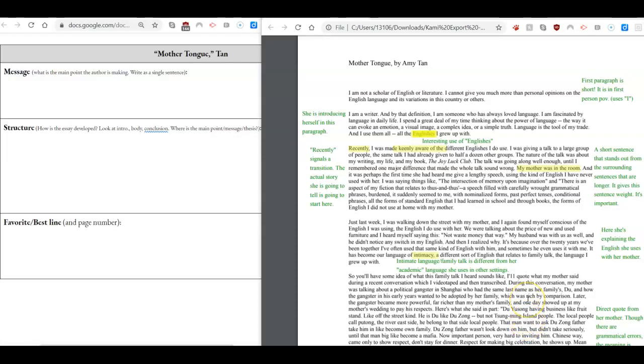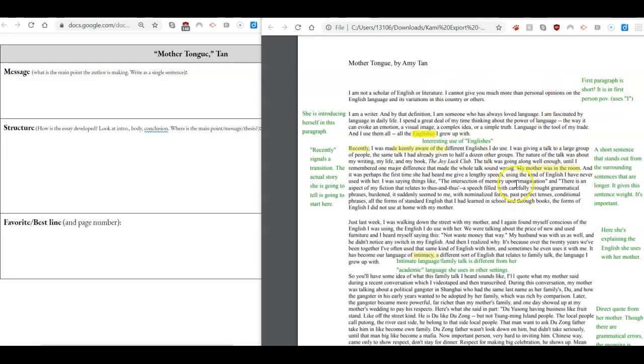Hi students, I'm going to show you how to fill out the reading notes that you're going to do for the next couple of essays, and I'm going to use Mother Tongue as an example. By this point you should have already read Mother Tongue or maybe listened to it and followed along with the text, and then you can also review my notes here.